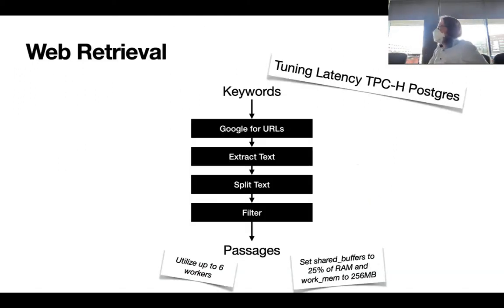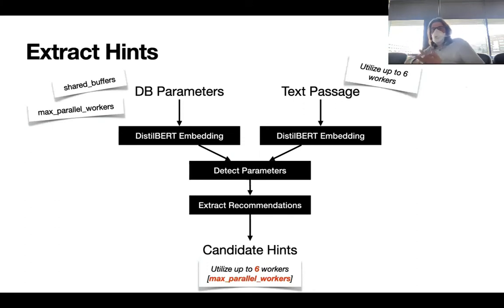So in more detail, in the first step, we are retrieving documents from the web based on the user-provided keywords. We are extracting text passages from those documents, and then we are splitting the text into chunks of a size that can be easily processed by those language models that we are using. In the next step, we are trying to extract the hints from those text passages, which means that we first of all need to find out which parameter the text passage refers to, which can be easy if the parameter is explicitly mentioned, but it would be much harder if the parameter is only implicitly described.